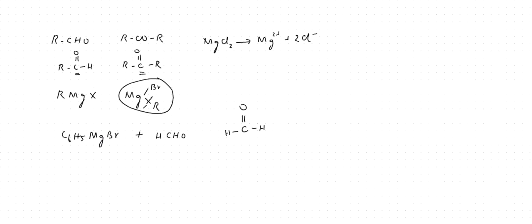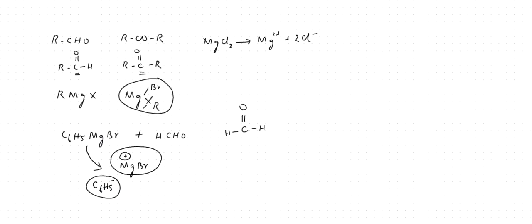Magnesium bromide becomes MgBr plus because the covalent bond is broken, and this becomes C6H5 minus. This is a different group and this is a different group. It is broken into two. This Grignard reagent is broken into two in the dry ether condition.